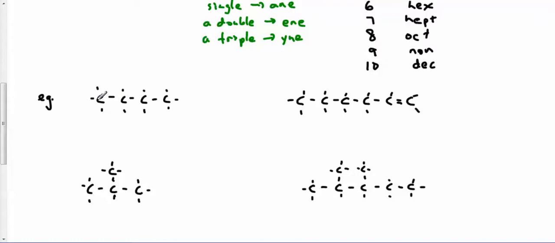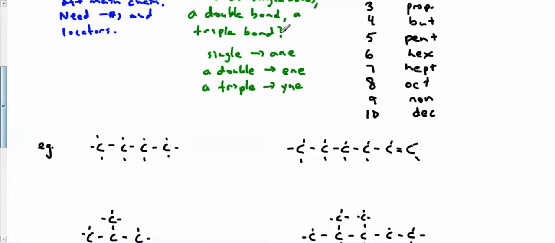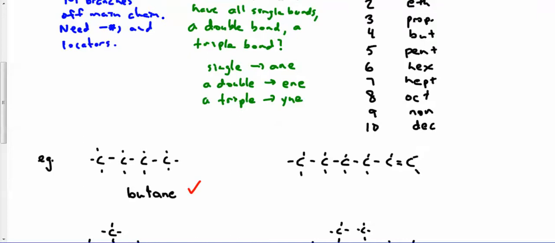I see 1, 2, 3, 4 carbons in a row. Scroll up. 4 carbons is but-. Are they all single bonds between the carbons? The answer is yes. I'm going to use the ending A-N-E from right up here. And then I have to ask myself, are there any carbon branches sticking off of this chain? The answer to that is no. Straight up, 4 carbons in a row. Butane, done and done. Let's take a look at this guy here.